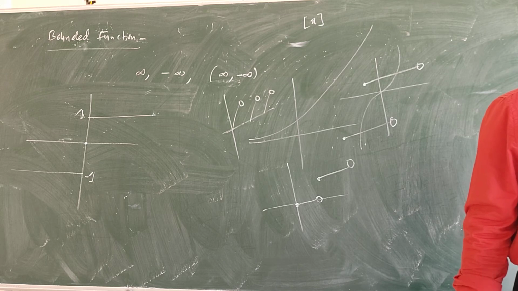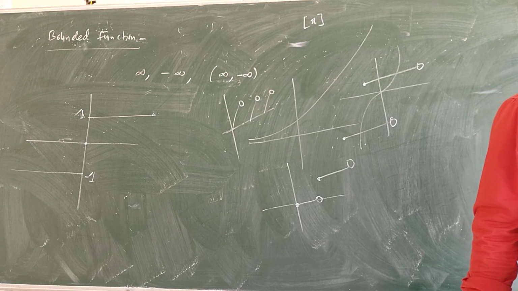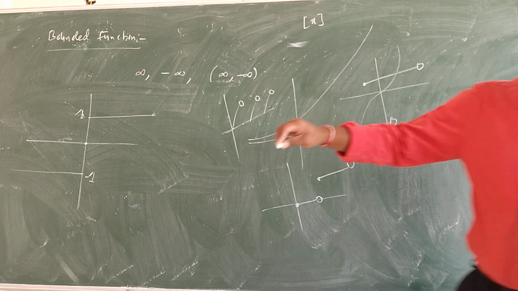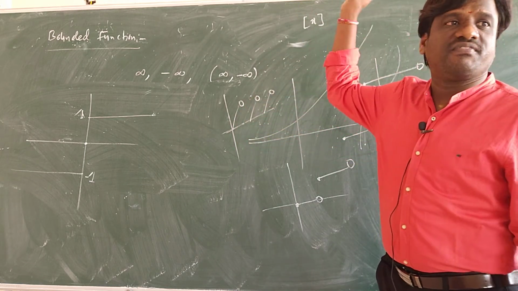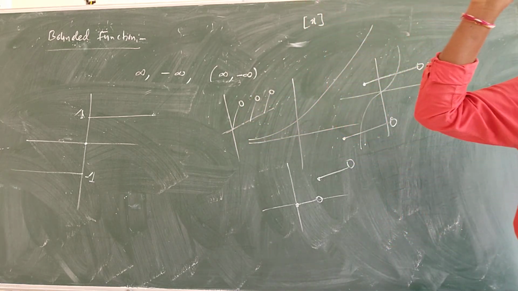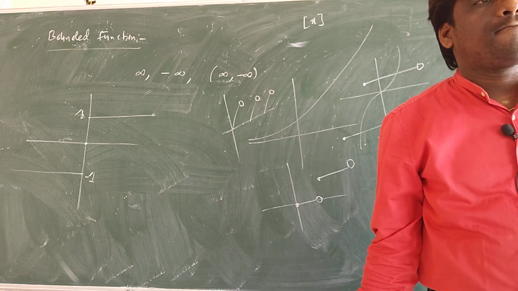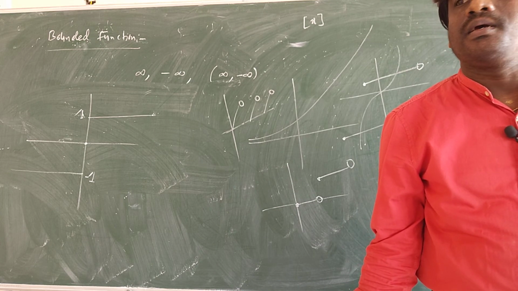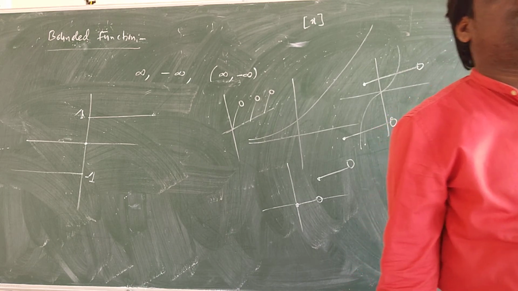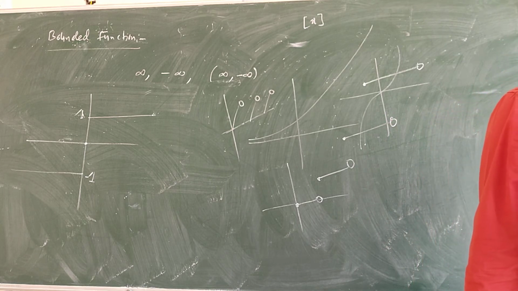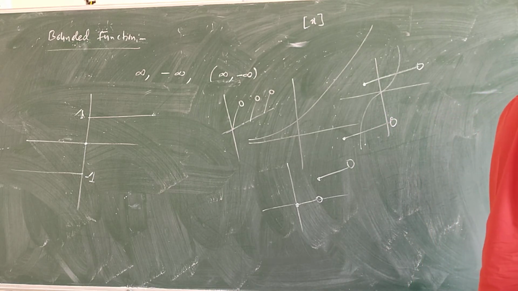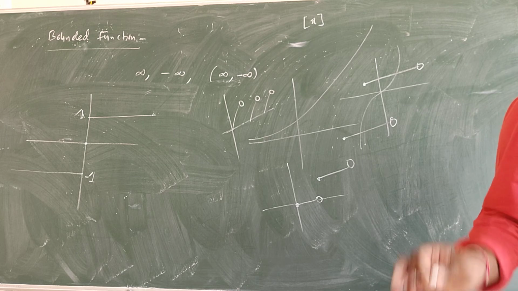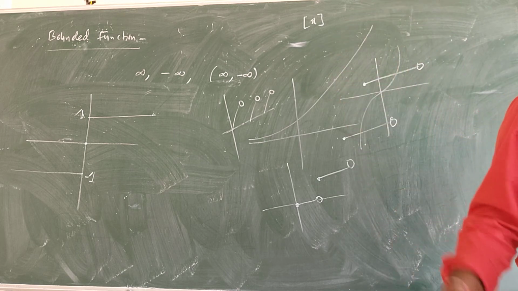Sin x bounded, tan x not bounded. The graph of tan x goes to infinity. What is the range of tan x? Minus infinity to plus infinity. Okay, cos x bounded. The range of cos is minus 1 to plus 1.